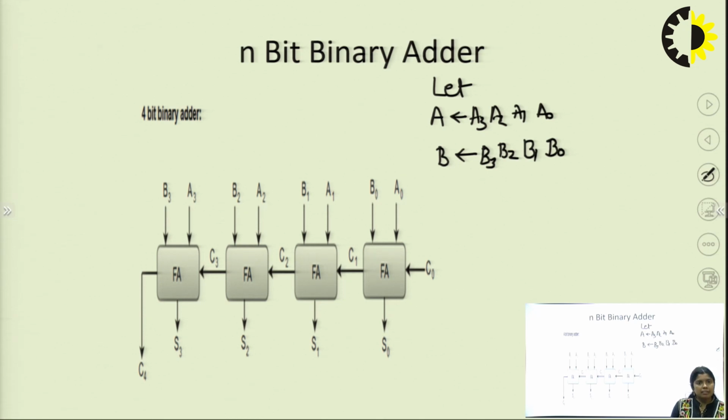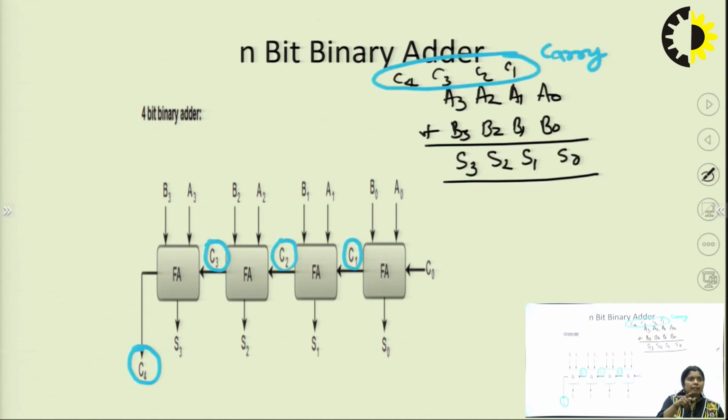As a generalized format, we can consider A as A0, A1, A2 and A3, and B as B0, B1, B2, B3. Next, we are going to add the LSBs, A0 and B0, and there is a sum S0, and then A1 and B1 will be added, and S1 will be there.